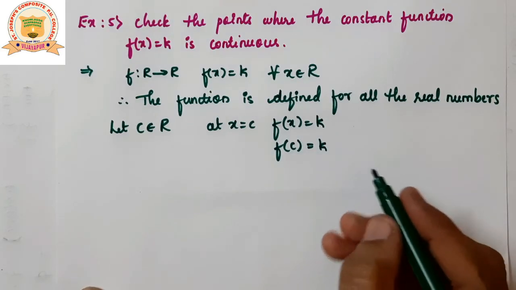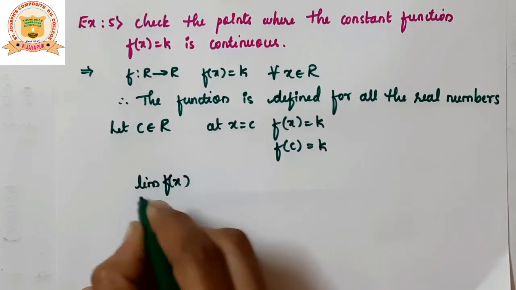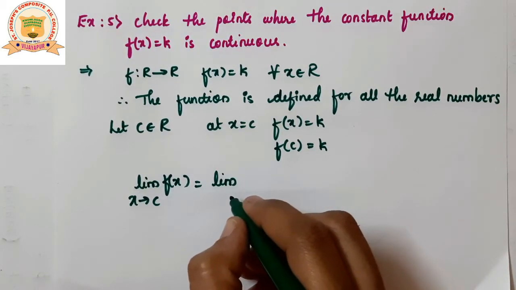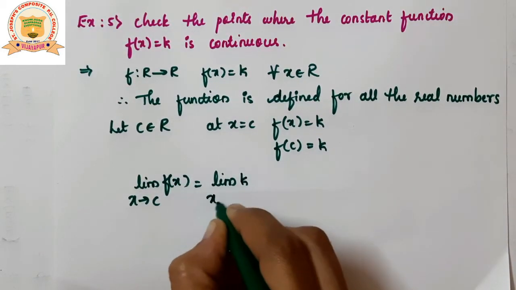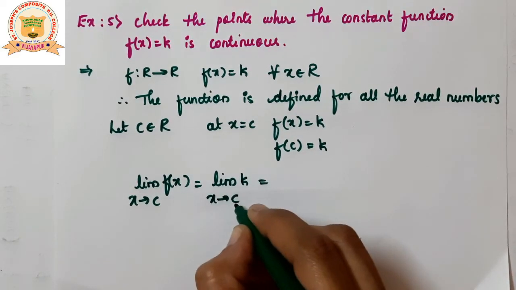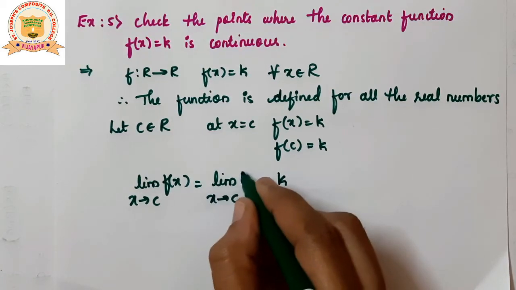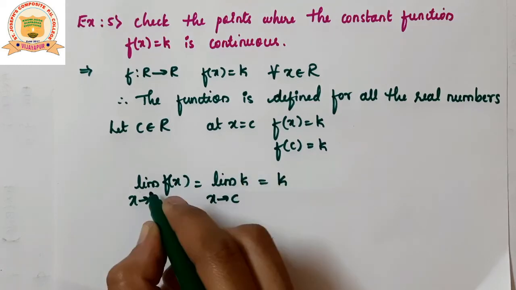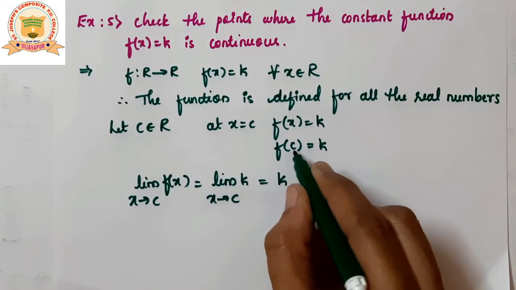Next, we have to find the limit of the function as x tends to c. Limit of the function as x tends to c is equal to limit of f of x. What is the value of f of x? Its value is k as x tends to c. x tends to c means for the left side of c as well as for the right side of c, the value of the function becomes what? k itself, because there is no x value here to substitute c in place of x. So we have to write k itself. Limit of f of x as x tends to c is equal to k, as well as the functional value at x is equal to c is also k.